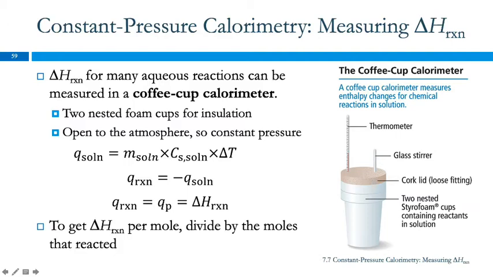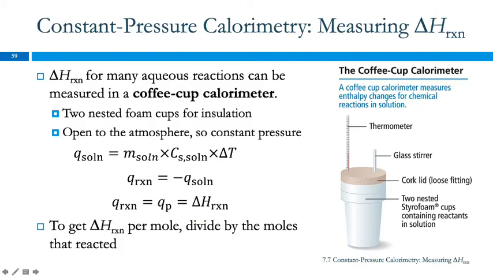The pressure's not changing. Under constant pressure, Q solution is the mass times the specific heat capacity times the change in temperature. And this is what we can measure. There's water in there. The reaction is occurring in the water. The water absorbs any heat or provides any heat that the reaction gives off or takes in. Q for the reaction is the same value as Q for the solution, but opposite in sign. So whatever the reaction gives off goes into the solution. And at constant pressure, Q reaction equals QP, which is the heat of reaction.